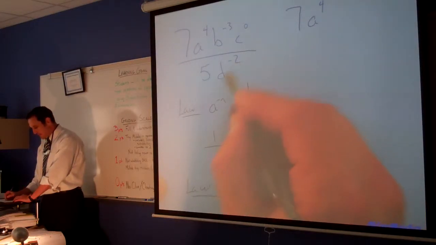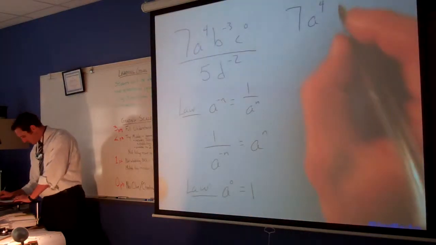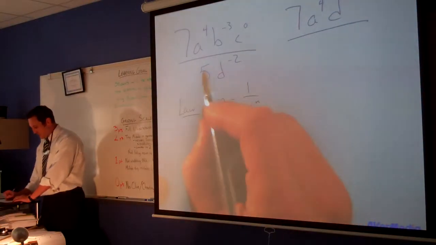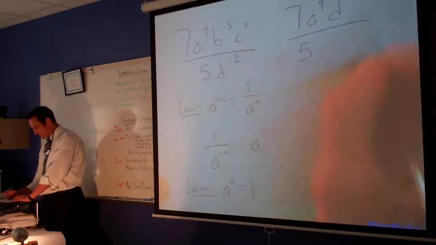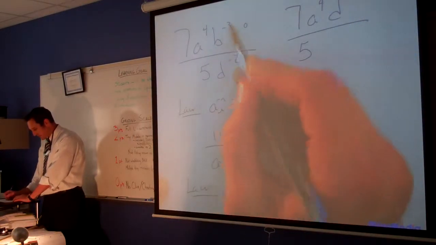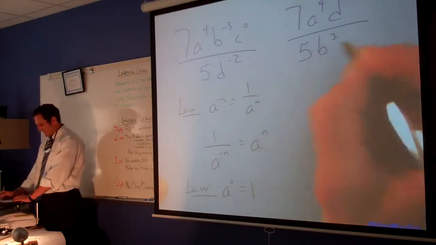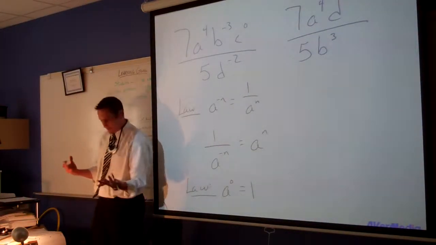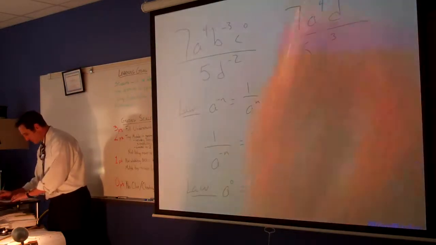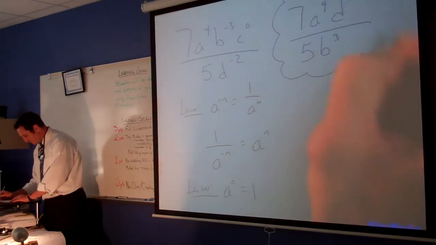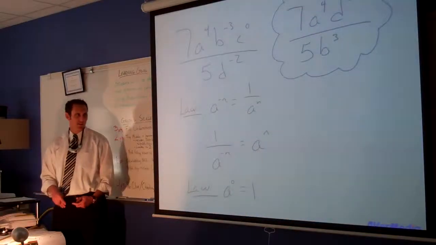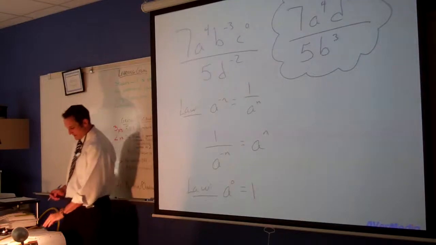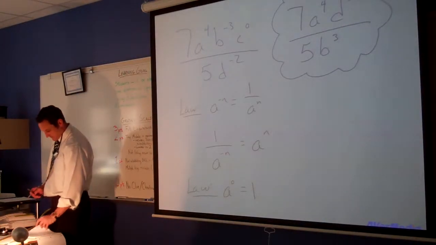The d to the second power on the bottom is going to move up to the top. And then that negative 2 turns into a positive 2. At the bottom, the 5 stays. The d already moved to the top. The b from the top is going to come down to the bottom. And the c to the 0 power turns into 1. 1 times anything is that number, so it doesn't affect anything. This is our simplified expression, because we used all those laws of exponents. So we applied all of these laws to this example, and we have that simplified term.